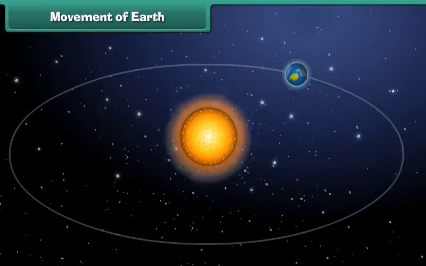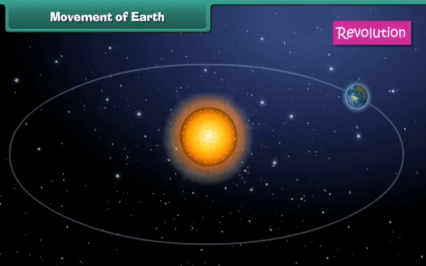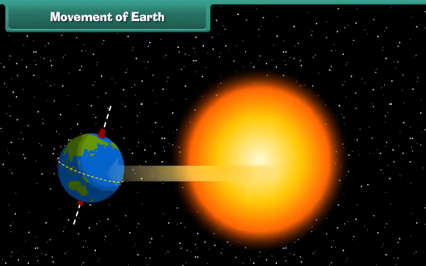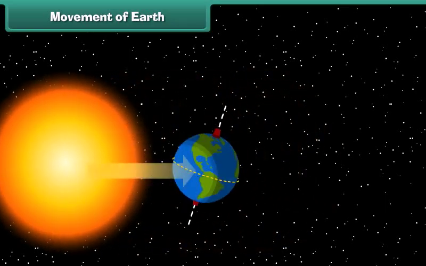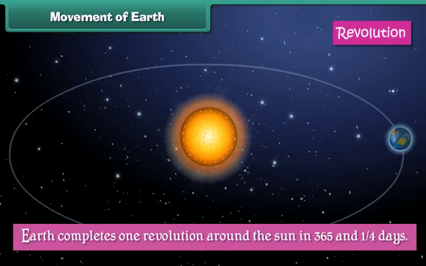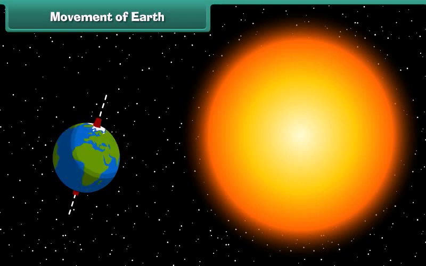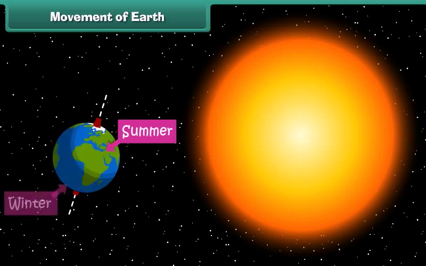Movement of Earth. Earth's movement around the Sun along a fixed path is called revolution. Revolution causes seasons to change on Earth. Earth completes one revolution around the Sun in 365 and 1/4 days, that is, 1 year. During Earth's revolution, that part of the Earth which is closer to the Sun experiences summer, while the other part of the Earth farther away from the Sun experiences winter.